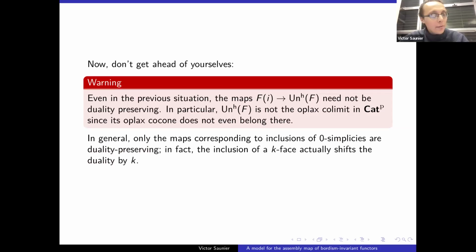In fact, a more general statement is true. The only maps from Fi to UNH of f that are duality preserving are those that correspond to the inclusion of zero simplices, like a face of dimension 0. And if you try to include a k face into UNH of f, what you see is that it actually shifts the duality by a factor of k.